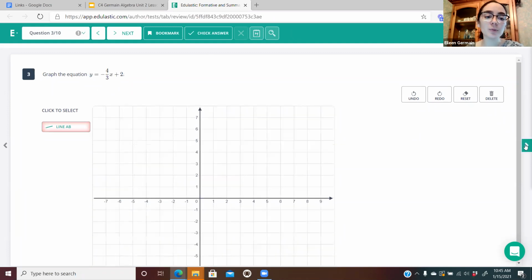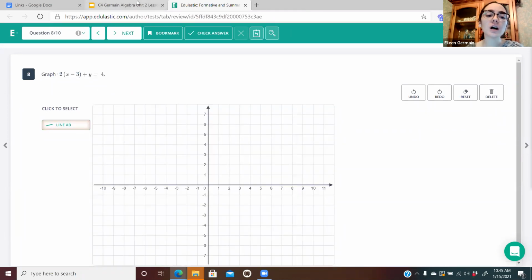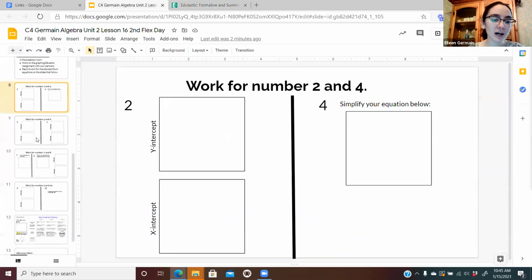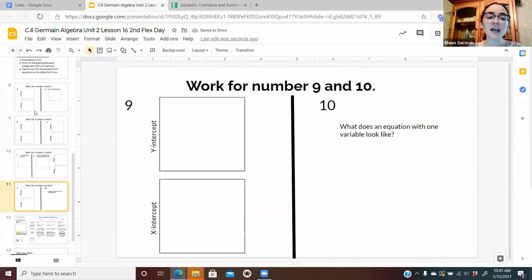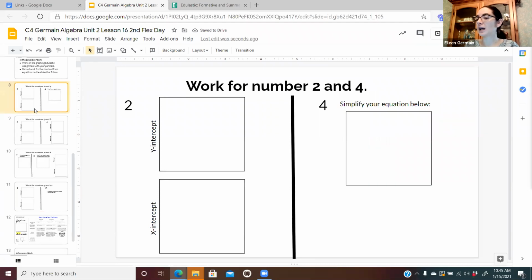You have 10 of these that you need to do here, along with the work that I put on these slides here. So I put some slides in here for you to show your work on, just so that you can keep yourself organized. You can do it on paper and insert pictures if you like. I just gave you workspaces for all of your questions.